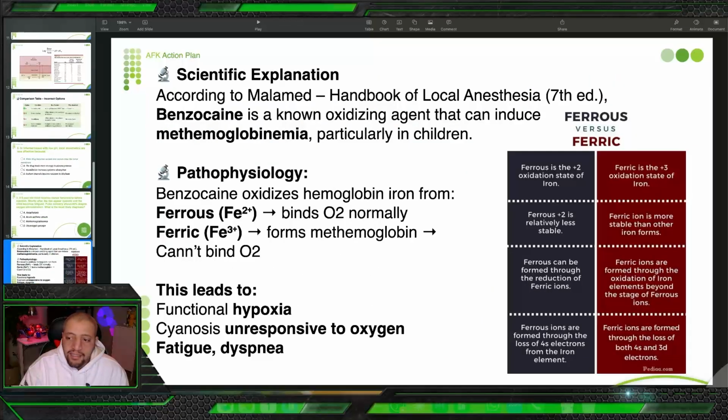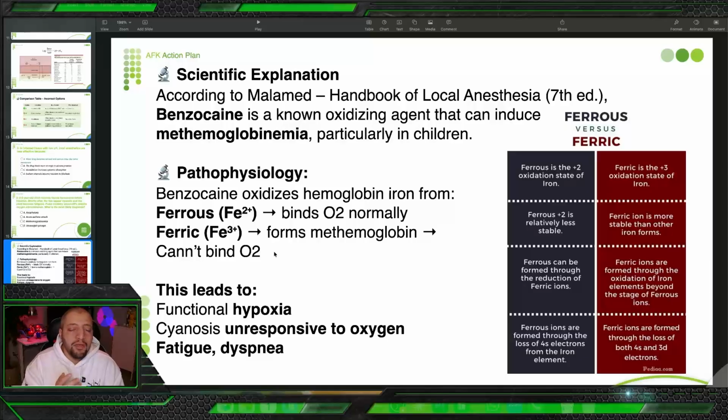So this is a classic sign and symptoms of methemoglobinemia. What's happening here? Benzocaine is an oxidizing agent that can induce methemoglobinemia, particularly in children. Inside our bloodstream, the hemoglobin has the ferrous, Fe plus 2, the iron, which binds oxygen normally. If this ferrous becomes oxidized to Fe plus 3, which is ferric, this ferric form is methemoglobin, which cannot bind to oxygen. So the patient is cyanotic, I'm trying to help him by giving him oxygen, but oxygen is not working.